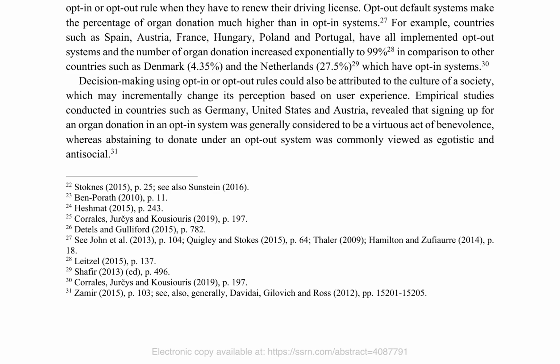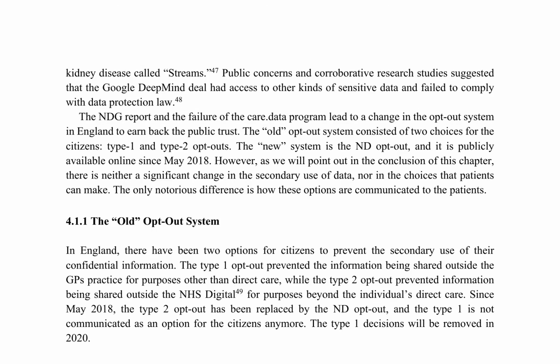The National Health Service, NHS, in England provides universal and free public health services, generating a vast resource of primary and secondary healthcare data. However, the care.data program, initiated in 2013, was criticized for lacking proper public engagement and was ultimately cancelled. The National Data Guardian, NDG, developed models for consent and opt-out for the care.data program, leading to the introduction of a new National Data Opt-out (ND Opt-out) system in 2018.